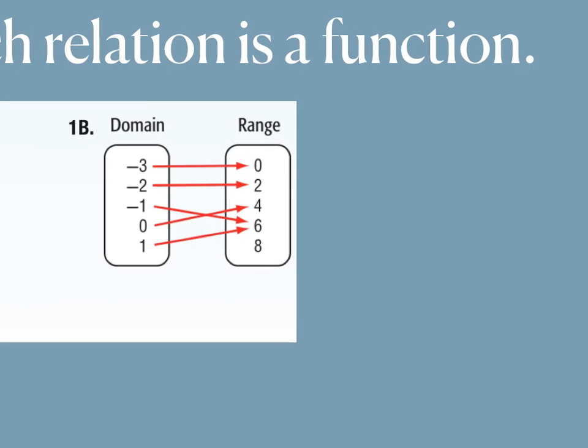Would this be a function? Yes or no? Yes, and it's onto. Yes, and it is onto because we see that we have -1 that points to 6 and 1 that points to 6. So since we have 2 in the domain that point to 1 in the range, it would be onto.